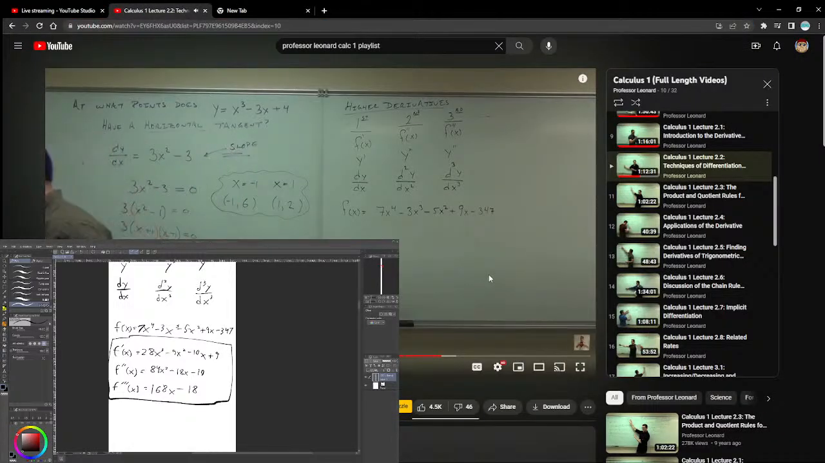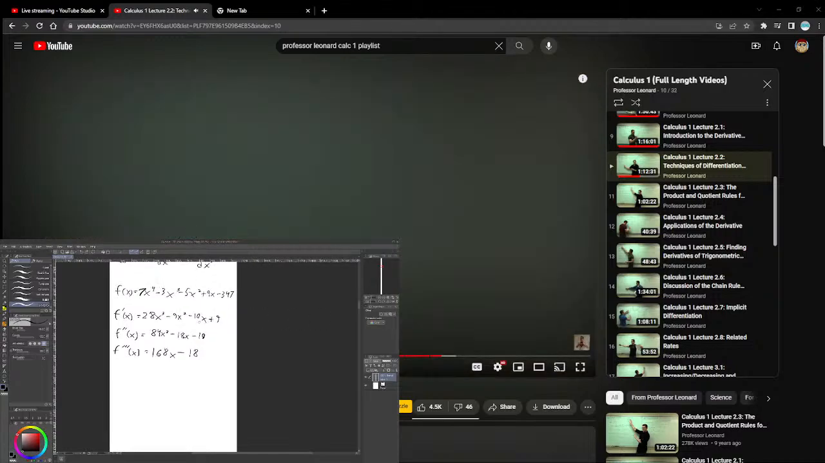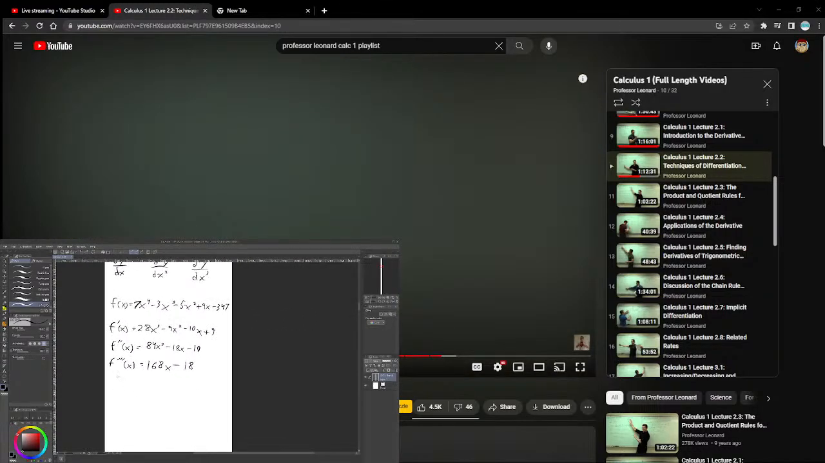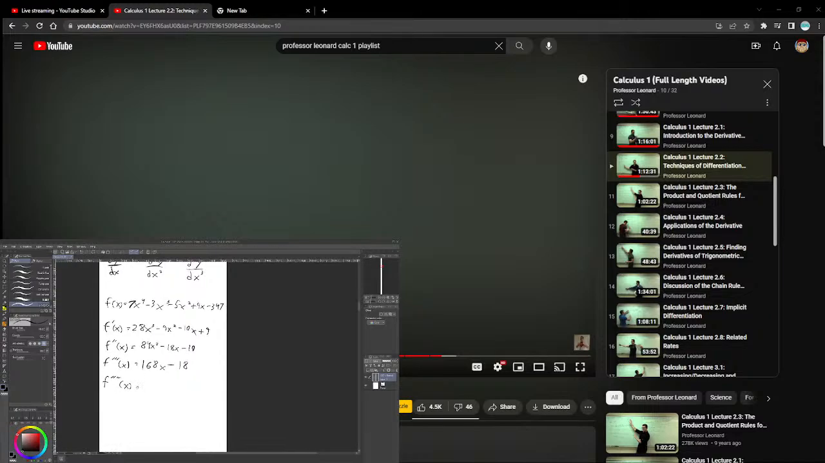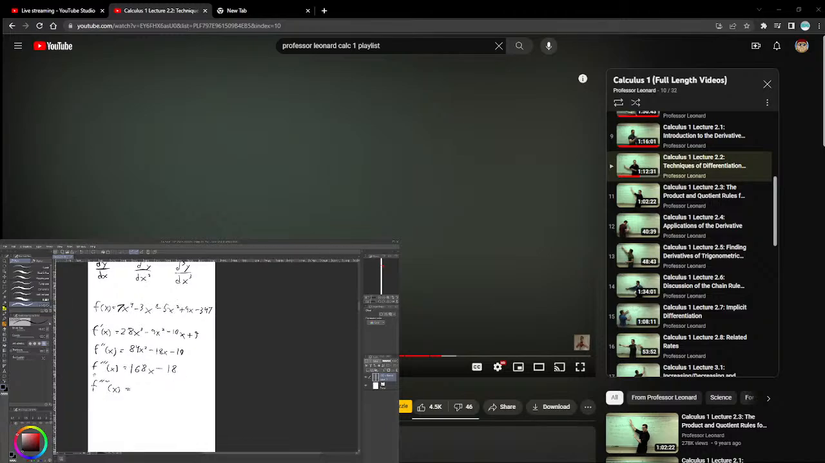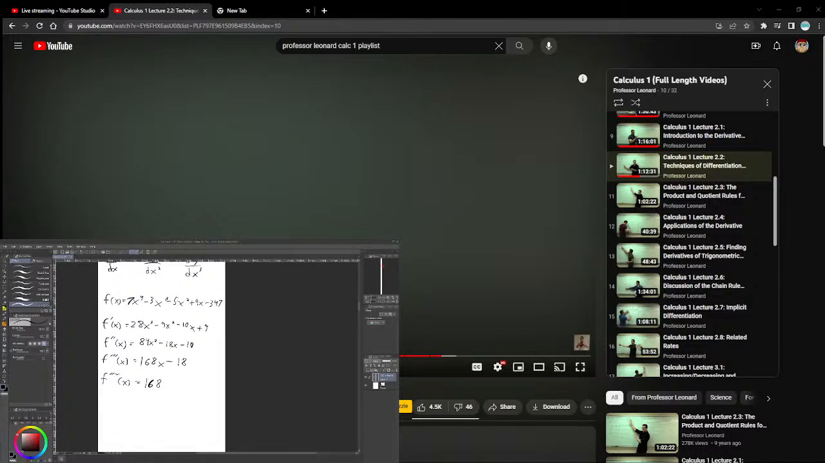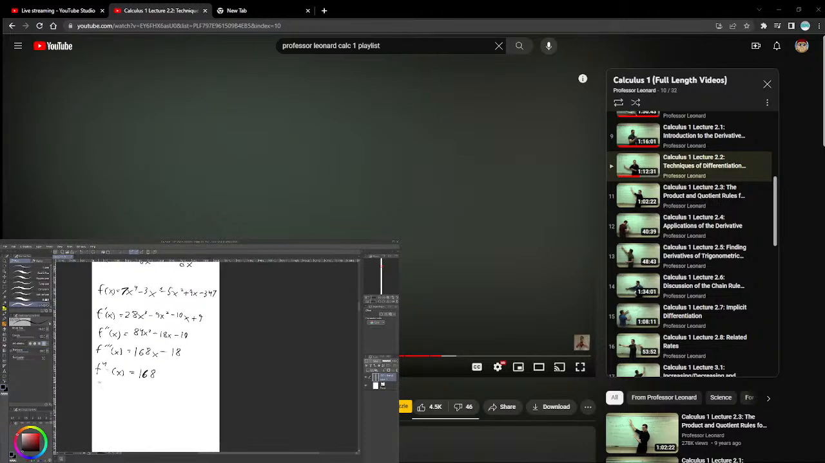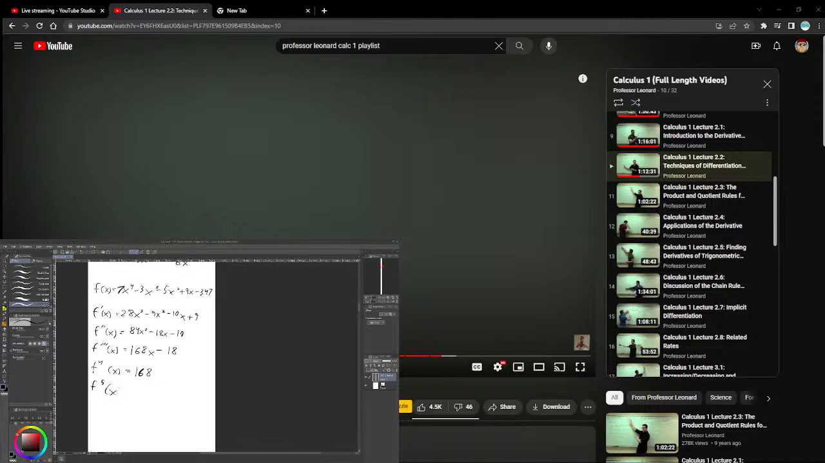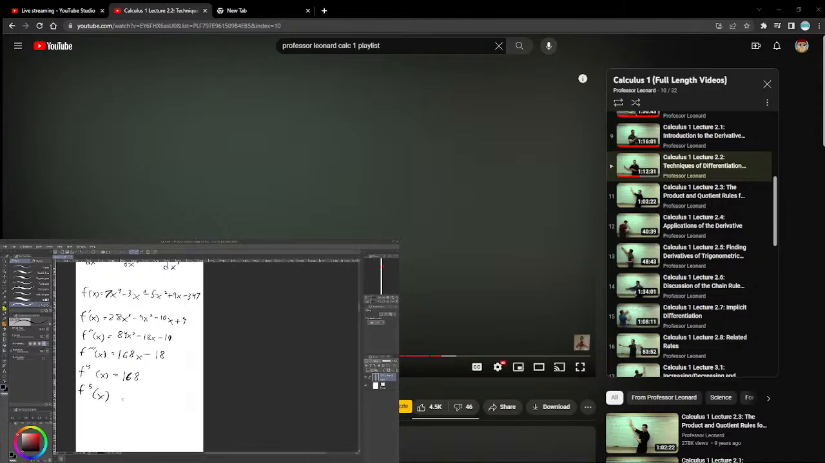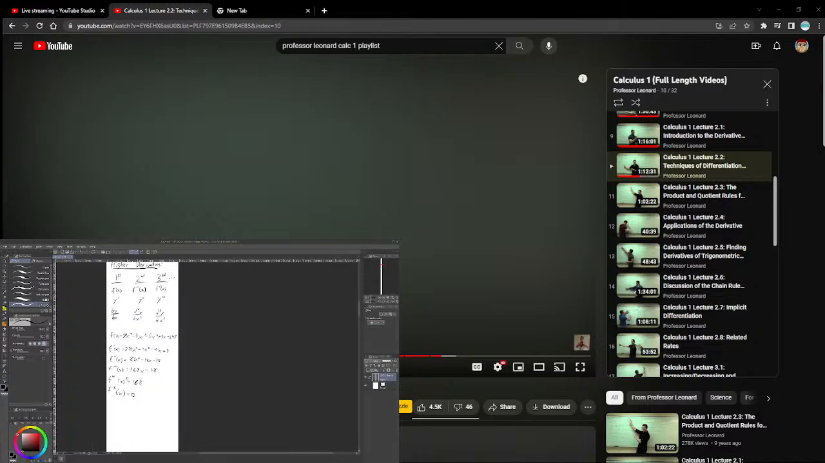Can you find all the higher derivatives there? Oh, all of them. So maybe he wants to go further than that. f quadruple prime of x is 168. He said some people put 4s up there, so I'll do that. f 5 prime of x equals 0. So that'd be all of them.